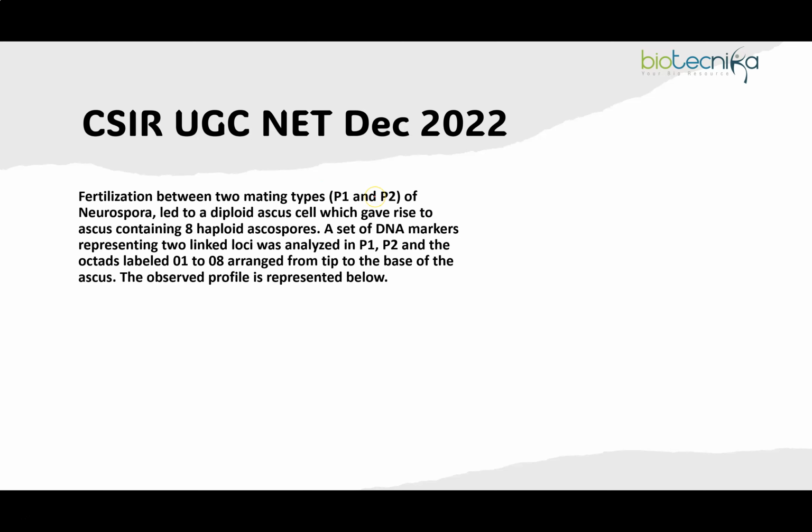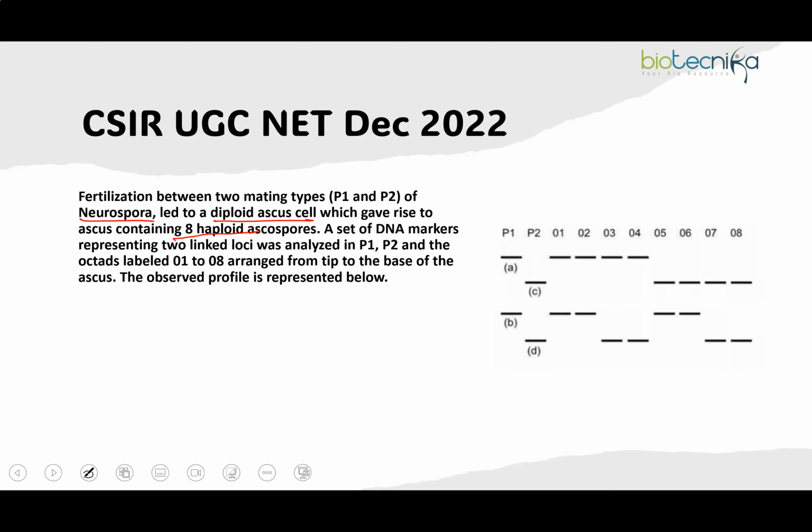So here we are talking about Neurospora. It's a fungus, a haploid fungus. The spores will fuse and produce a diploid ascus cell. That diploid ascus cell will first undergo meiosis, and then one round of mitosis, which will result in the formation of 8 haploid ascospores. Now the markers have been labeled, so this is the pattern we are getting. This is P1 and P2, and then these are the 8 ascospores.